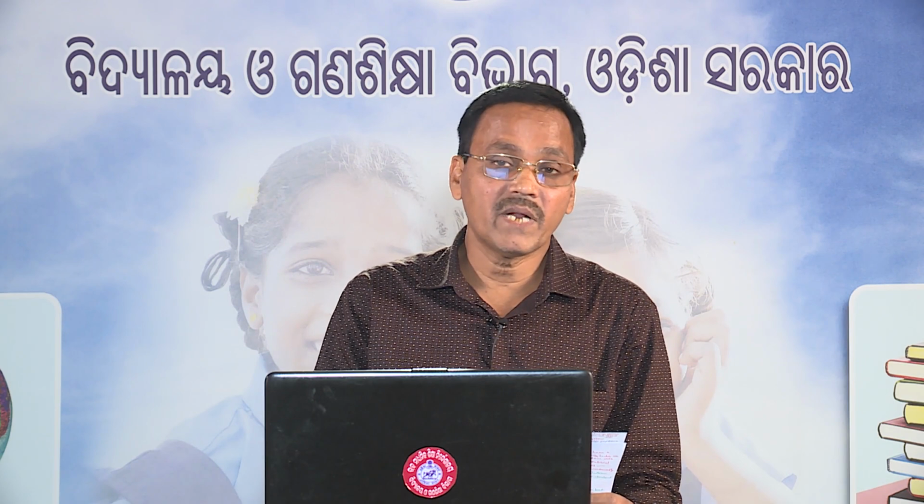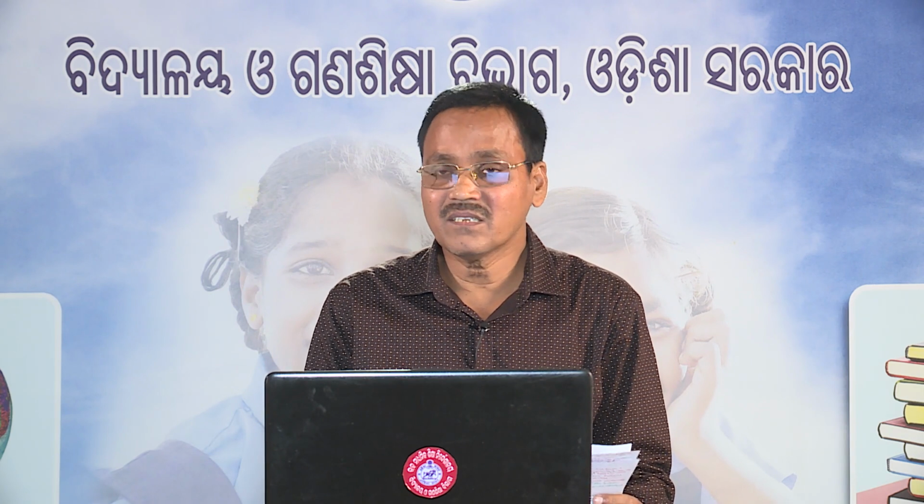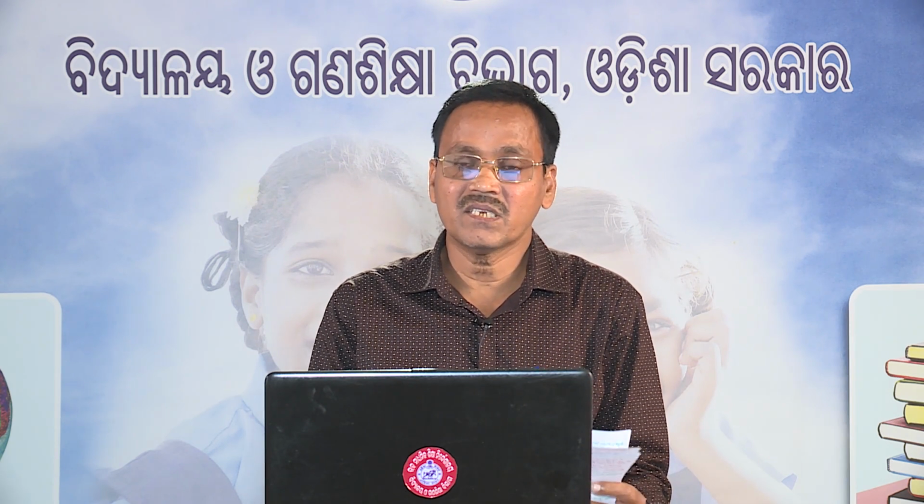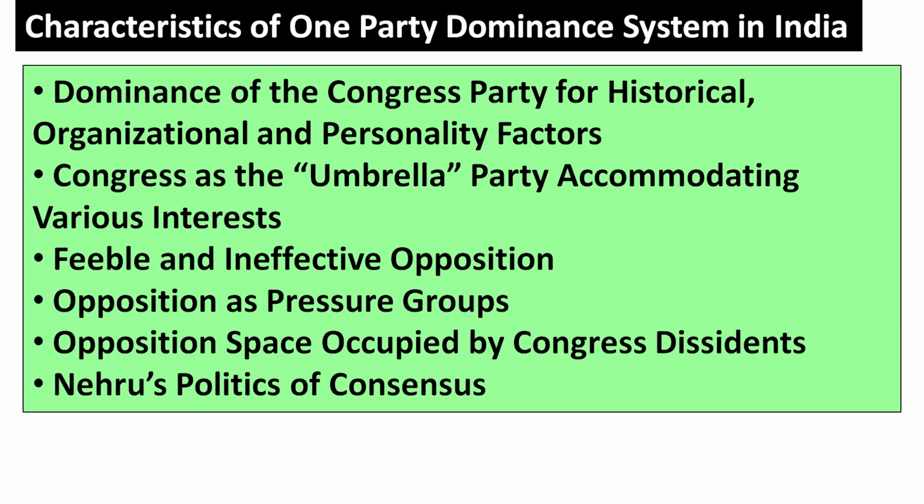Then another important characteristic: a feeble and ineffective opposition. During the Congress rule from 1947 till 1989, the opposition was not strong. The opposition was always a divided house; they were weak and divided, sitting together in a divided house without any feeling of unity. As the opposition parties became weak, the Congress became very strong. So, a feeble and ineffective opposition acted as a pressure group instead of a viable alternative to the Congress.